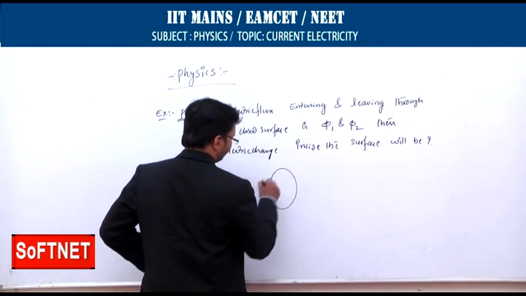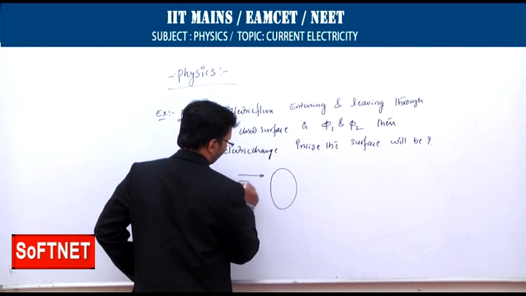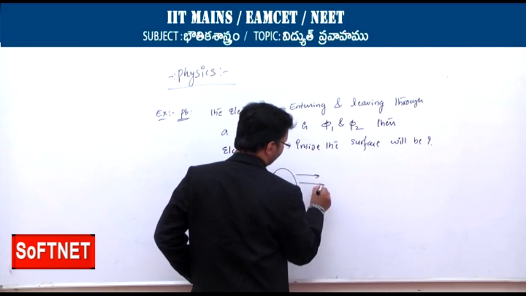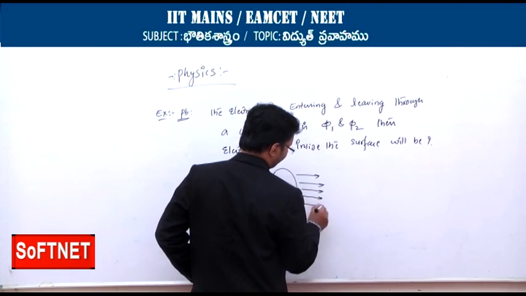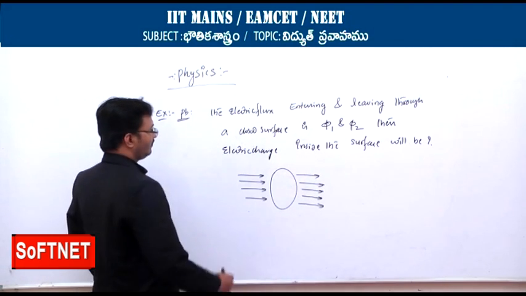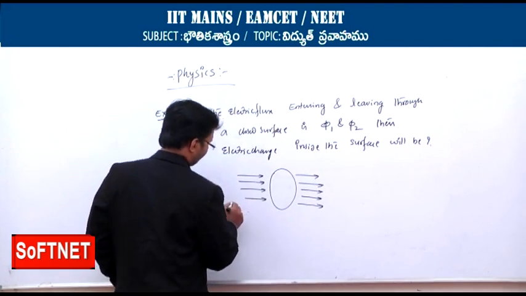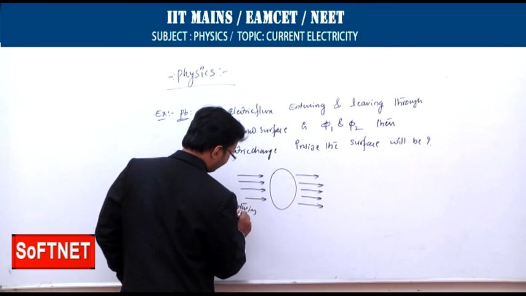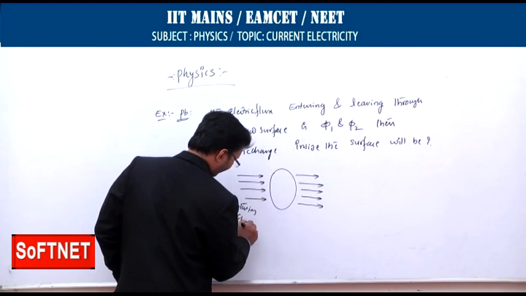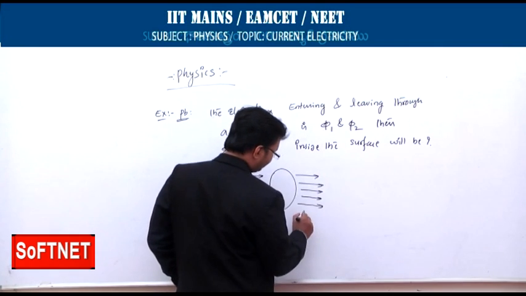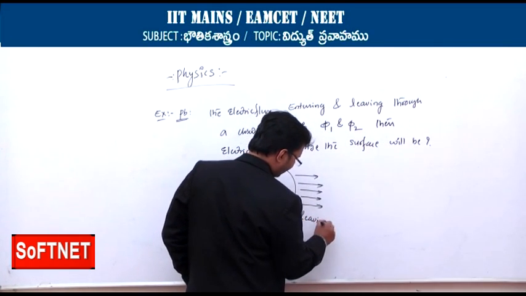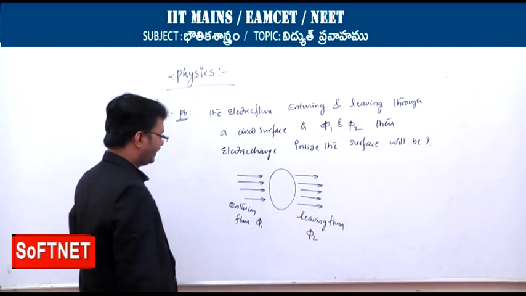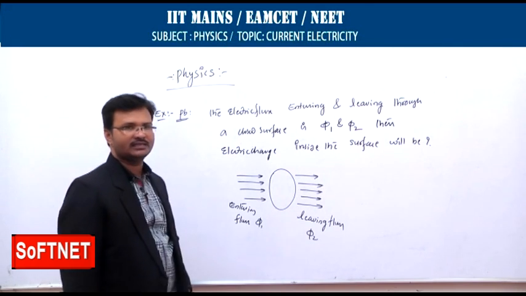See here, assume this is one closed surface. This is the entering flux, this is the leaving flux. The entering flux we can take as phi 1, and this one is the leaving flux phi 2. Entering flux is phi 1, leaving flux is phi 2.